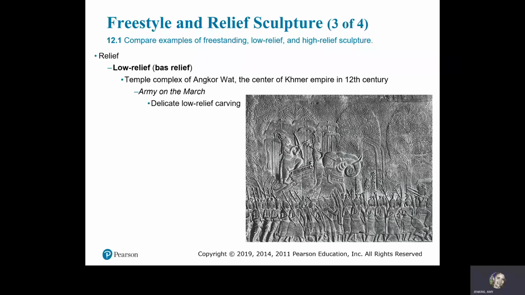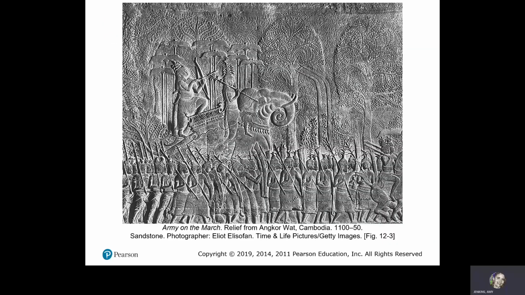An example is the temple complex of Angkor Wat, the center of the Khmer Empire in the 12th century. This is Army on the March. It's a delicate low relief carving. Army on the March relief from Angkor Wat, Cambodia, 1100 to 1150. It's sandstone.